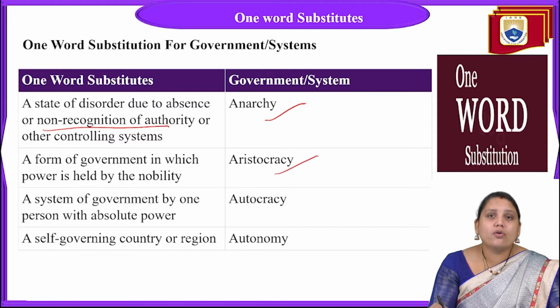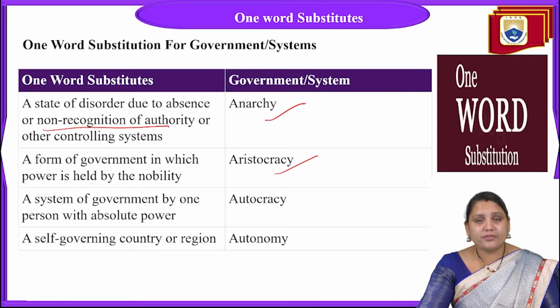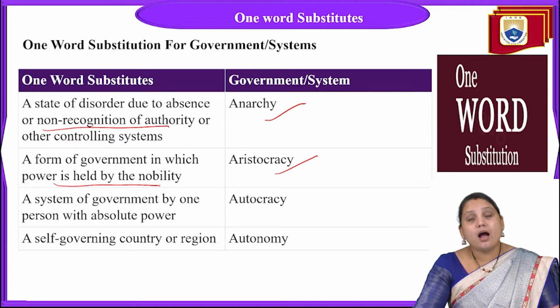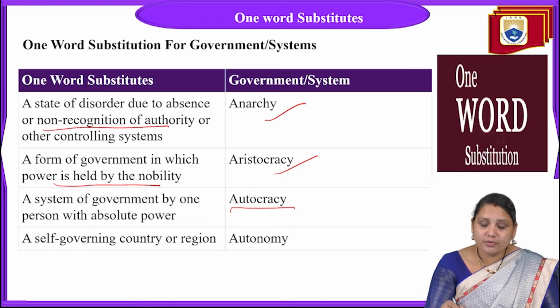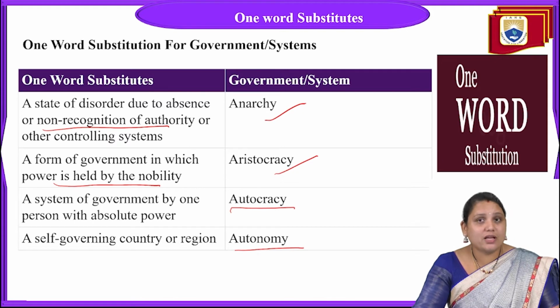Next, aristocracy: a form of government in which power is held by the nobility. Next, autocracy: a system of government by one person with absolute power. Next, autonomy: a self-governing body, country or religion.